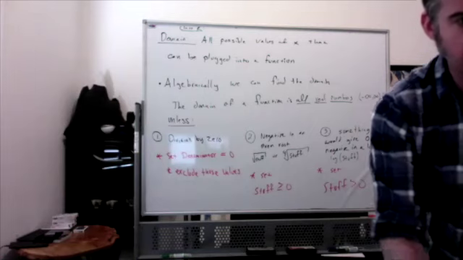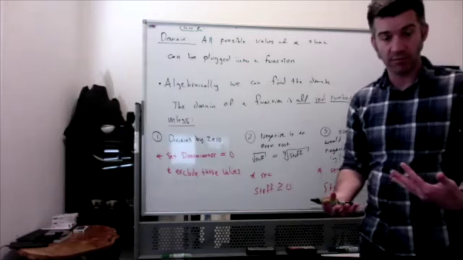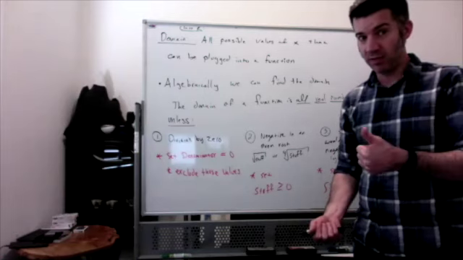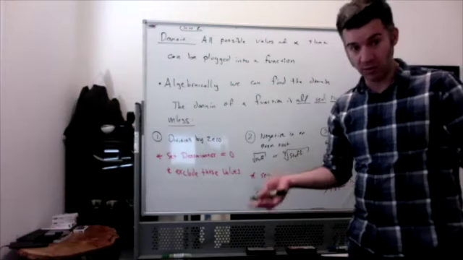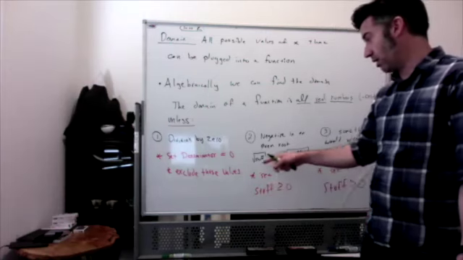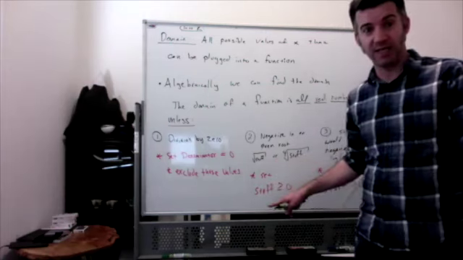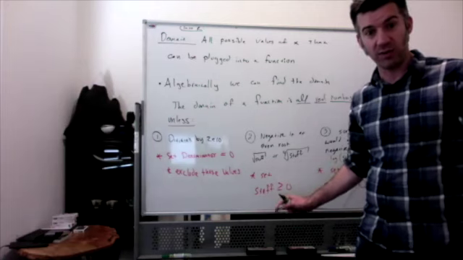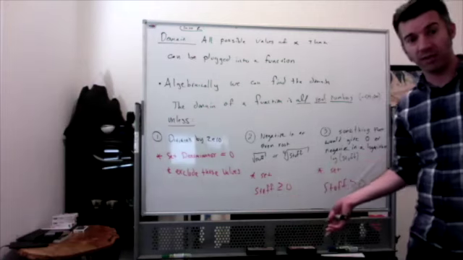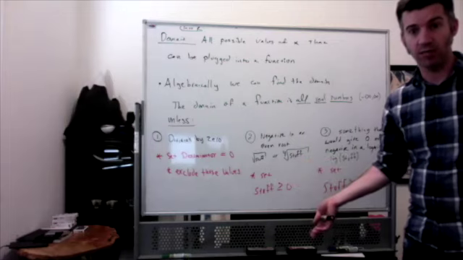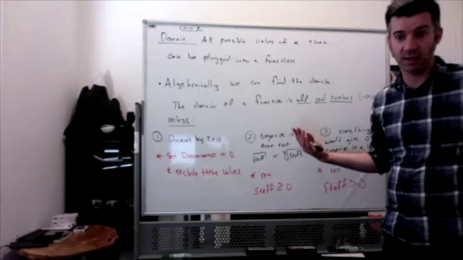So those are the three things we look for when we're asked about domain. Is there division by 0? If there is, we want to not include those points. Is there an even root? Okay, we want the insides to be non-negative, greater than or equal to 0. Or is there a logarithm? Okay, then we want the insides to be greater than 0, positive.